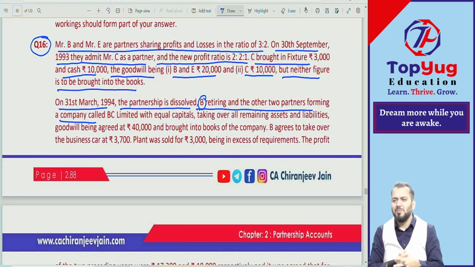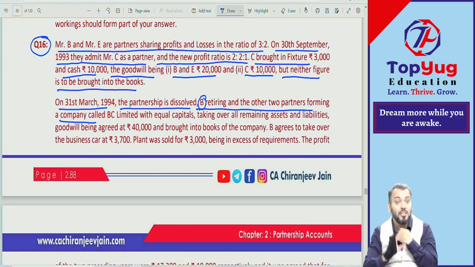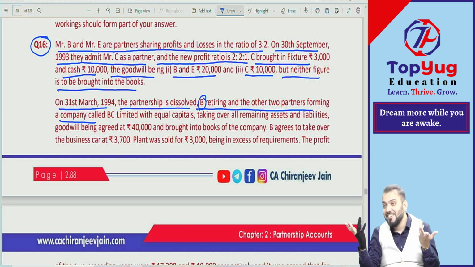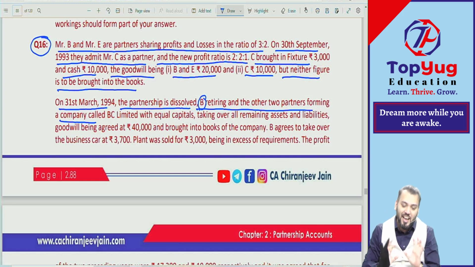What is in a name, leave it. But just try to understand this type of question can cause a lot of confusion in the exam. Who is BC? BC, BEC. Oh my God. And where is A? A is not there. Normally we say ABC, but A is not there here.